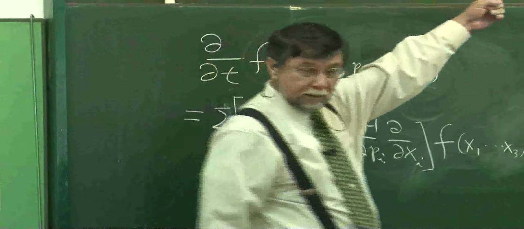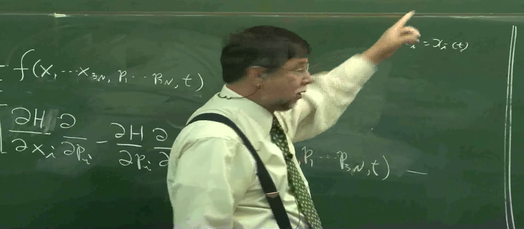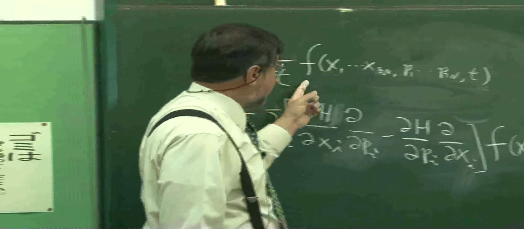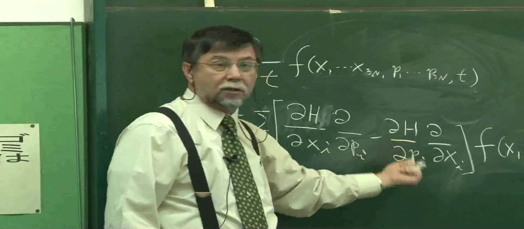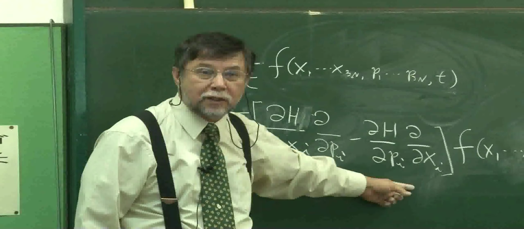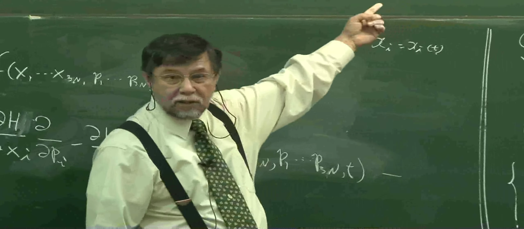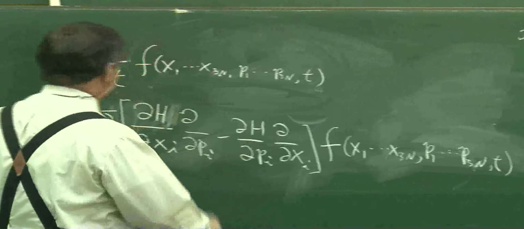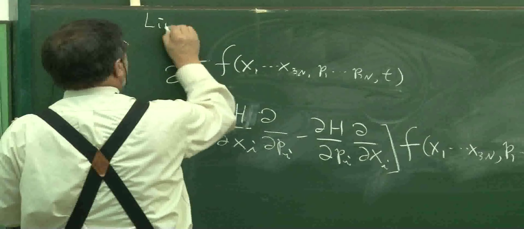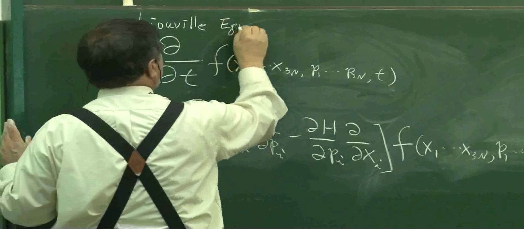If point transformation is a Hamilton equation of motion, the distribution function of the points obeys this equation. You see, again Hamiltonian is involved. This is a partial differential equation. That is a usual ordinary differential equation. This is a partial differential equation. And this equation is called the Liouville equation.